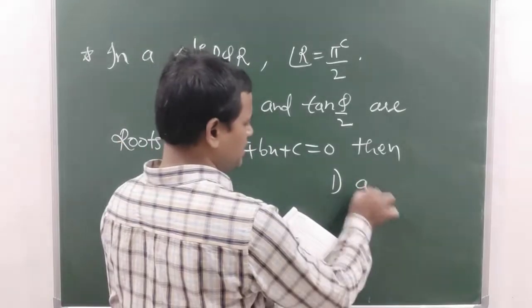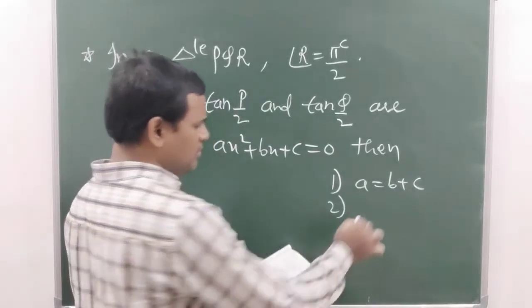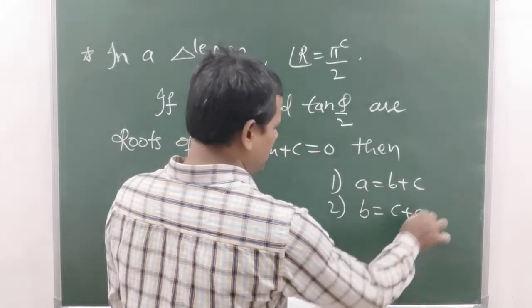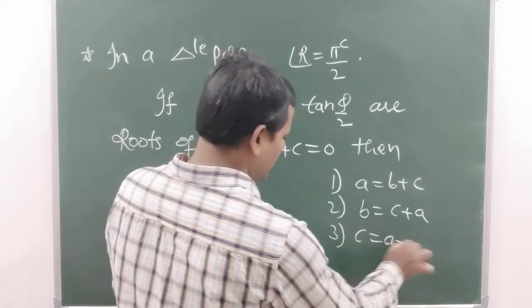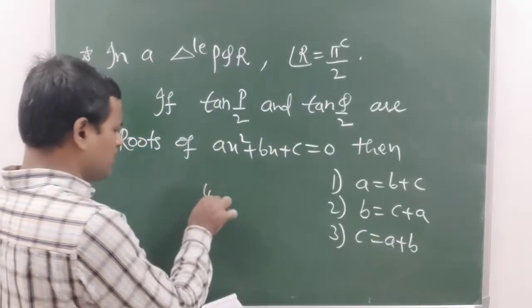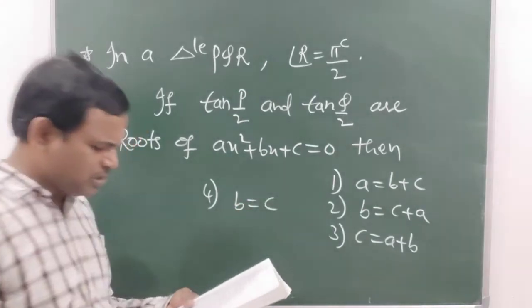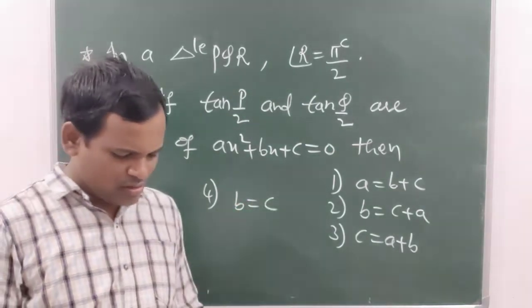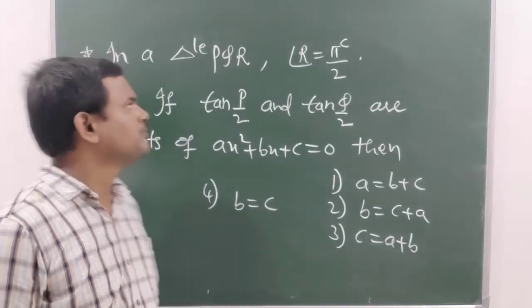See the first option, a is equal to b plus c. Second option, b is equal to c plus a. And third option, c is equal to a plus b. And the fourth option, b is equal to c. This is the given question. Now students, tell me which of the following options is correct.